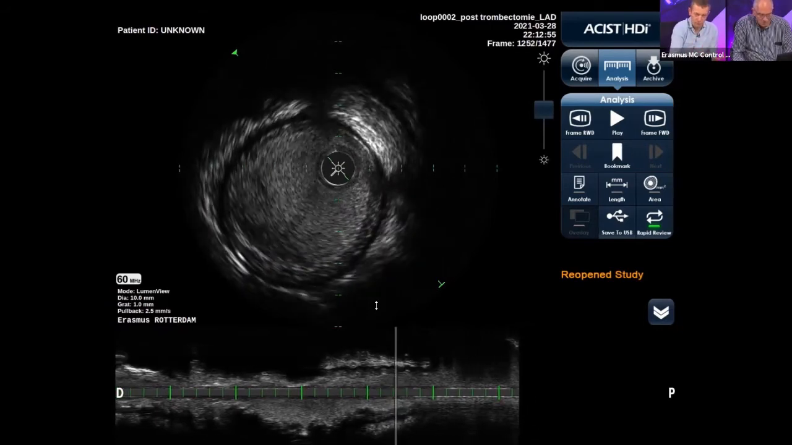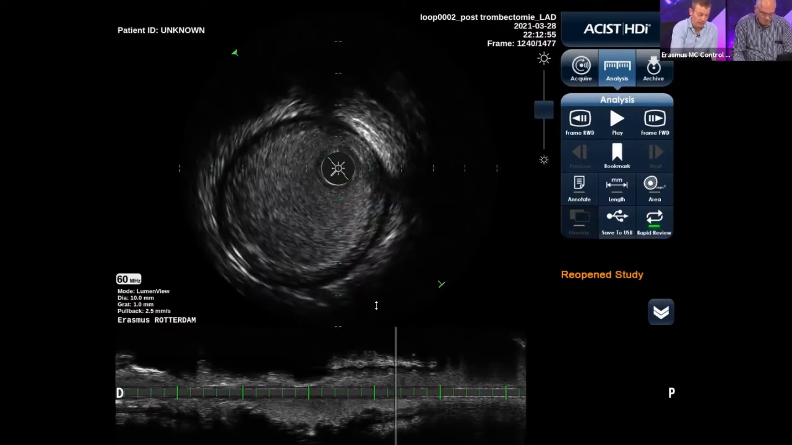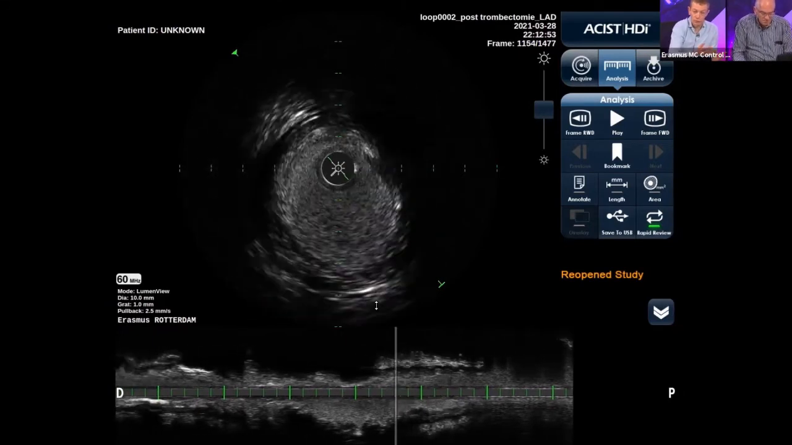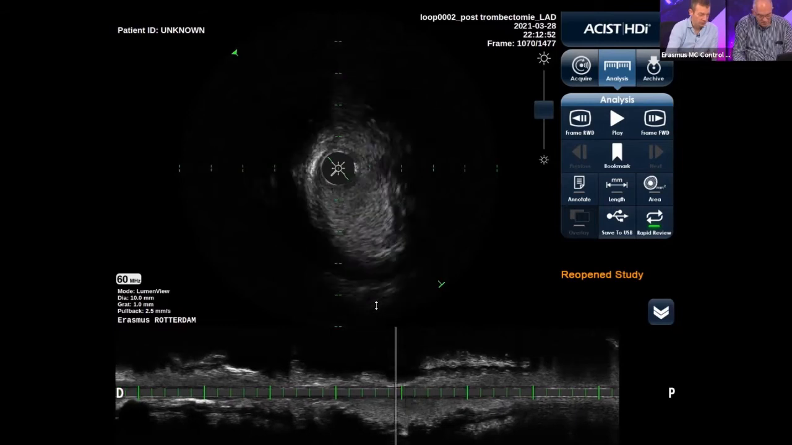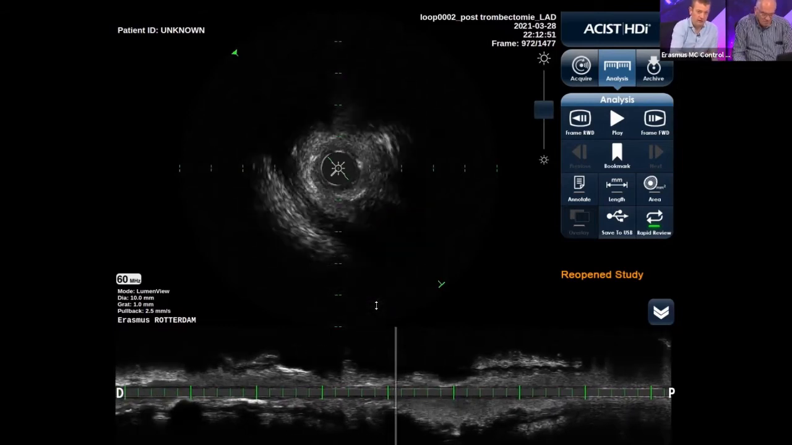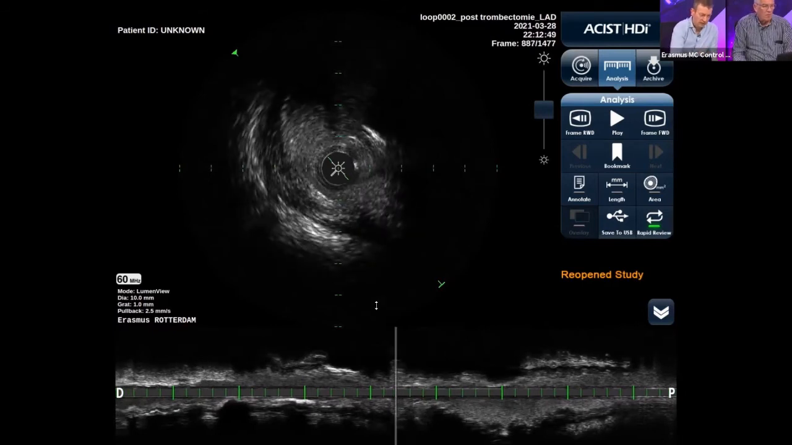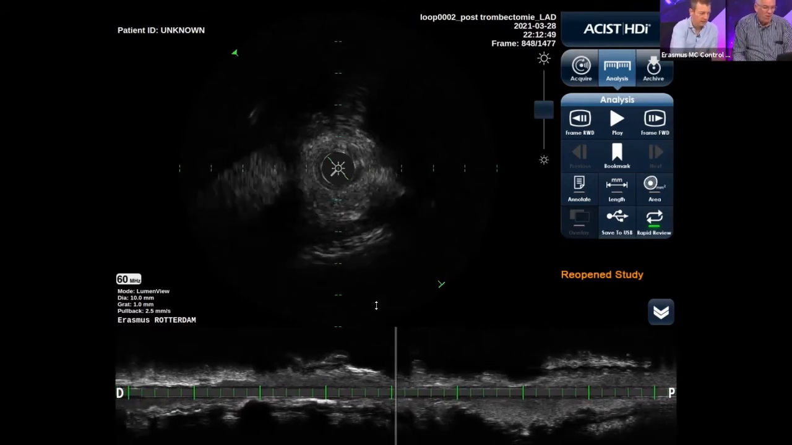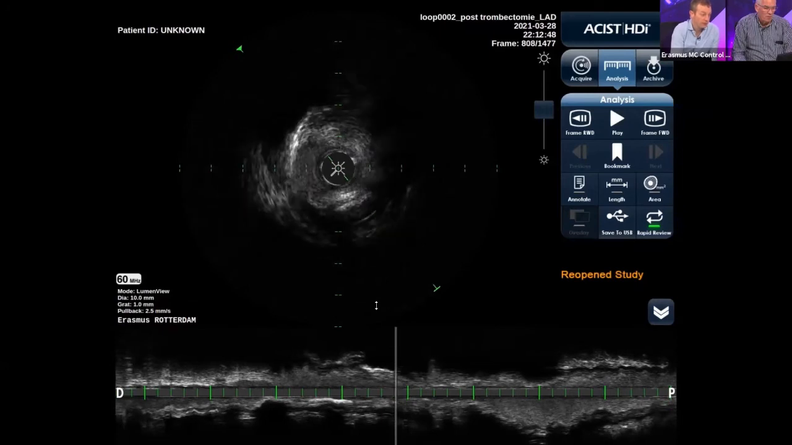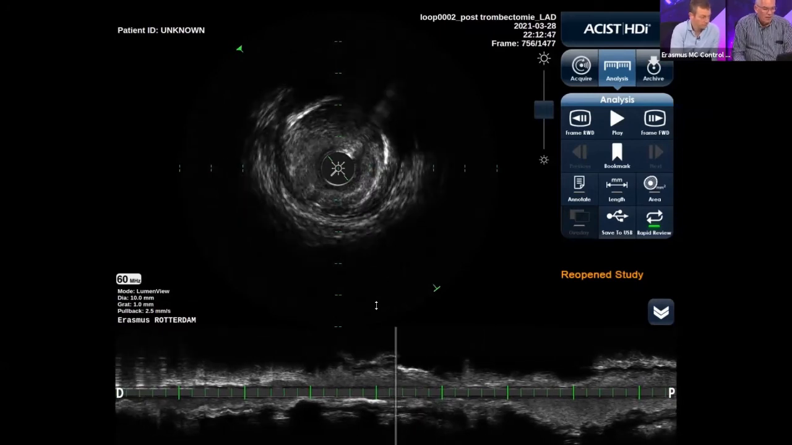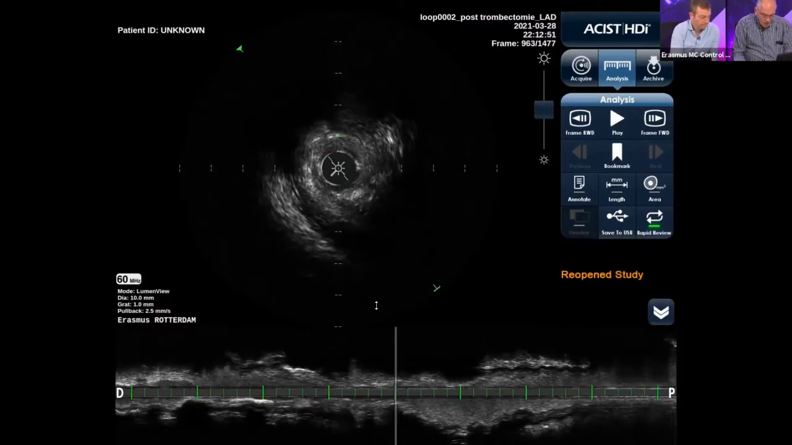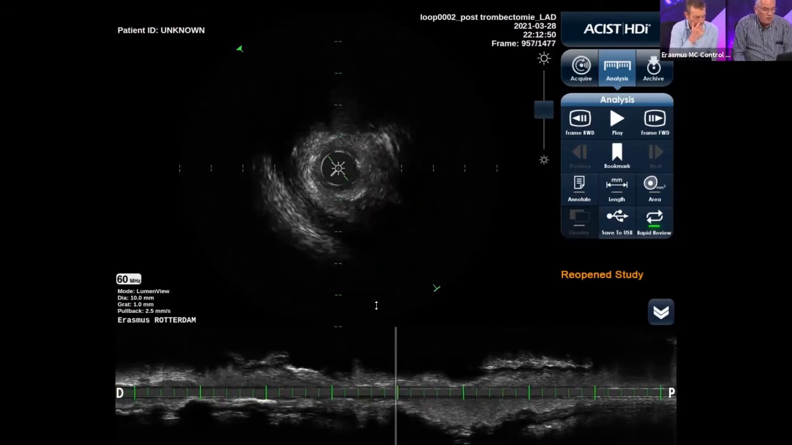So here the first pullback was just intended to quantify the amount of thrombus and to quantify the type of the plaque. Based on that, we did some lesion preparation with thrombectomy and the balloon. Then we did a new pullback, and this will be the pullback that, as Jurgen mentioned, will be used to guide stent implantation. Now I think it's time, because what we saw here is better flow.